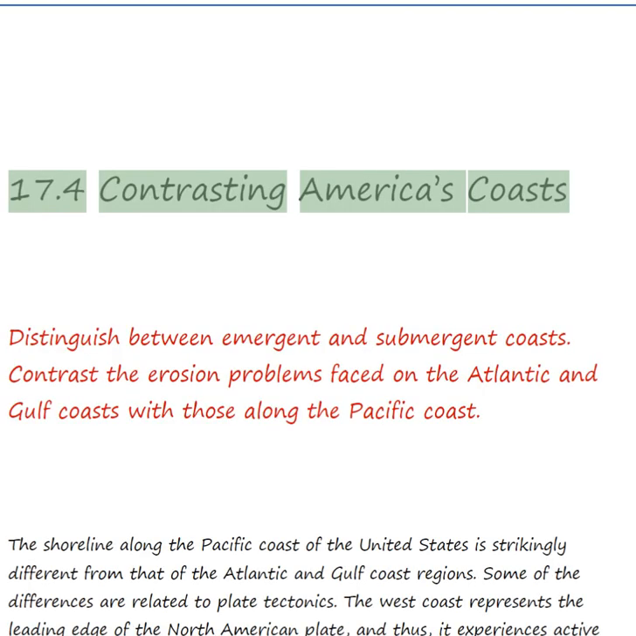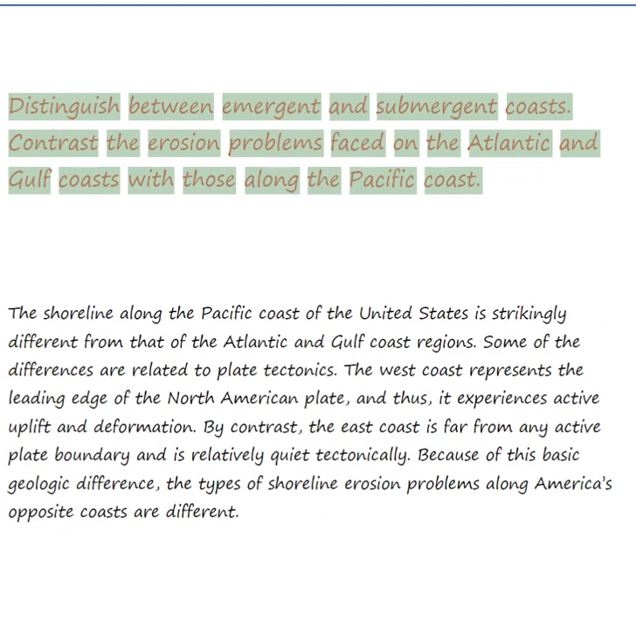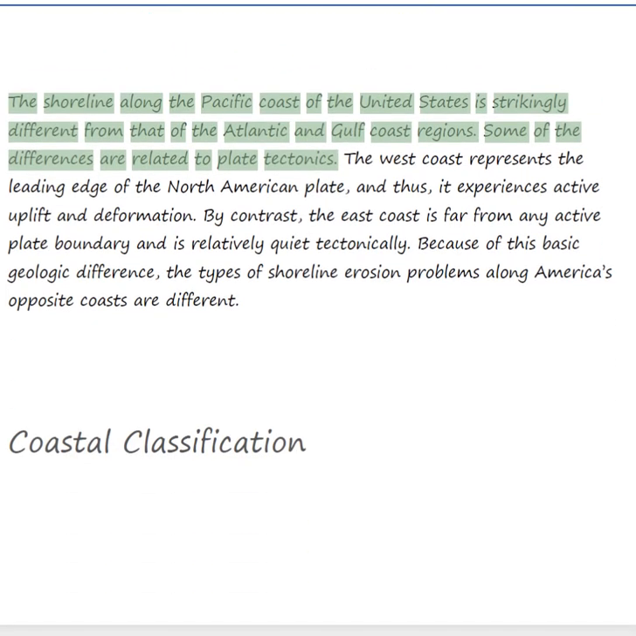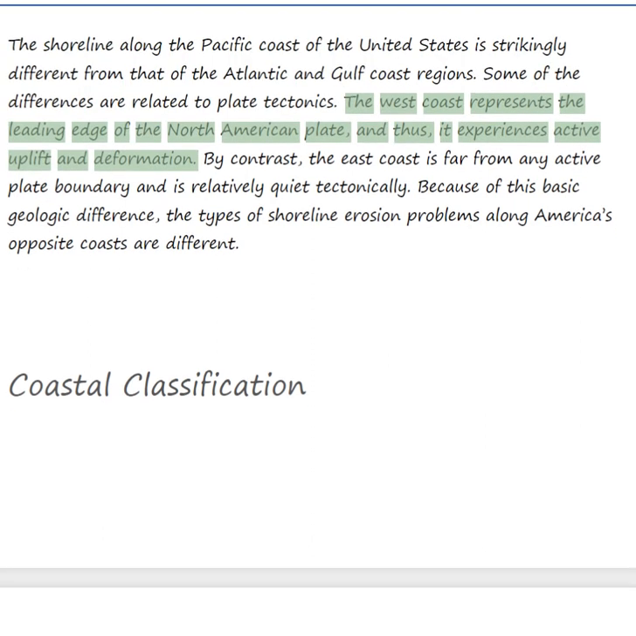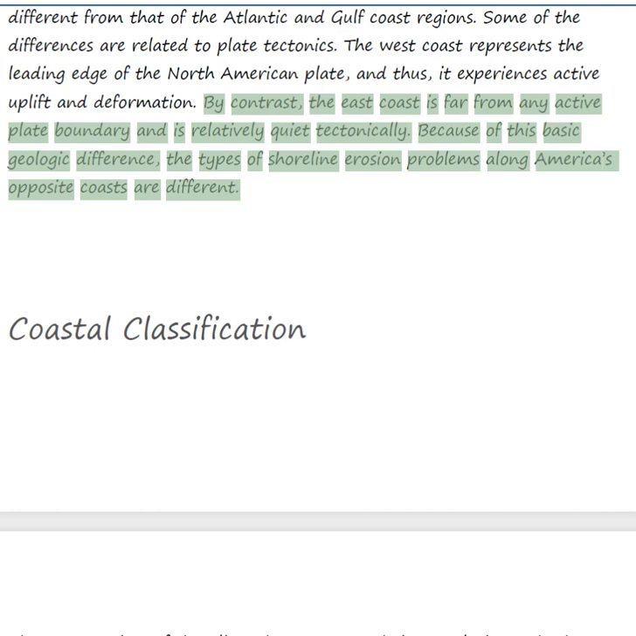17.4 Contrasting America's coasts. Distinguish between emergent and submergent coasts. Contrast the erosion problems faced on the Atlantic and Gulf coasts with those along the Pacific coast. The shoreline along the Pacific coast of the United States is strikingly different from that of the Atlantic and Gulf Coast regions. Some of the differences are related to plate tectonics. The West Coast represents the leading edge of the North American plate, and thus, it experiences active uplift and deformation. By contrast, the East Coast is far from any active plate boundary and is relatively quiet tectonically. Because of this basic geologic difference, the types of shoreline erosion problems along America's opposite coasts are different.